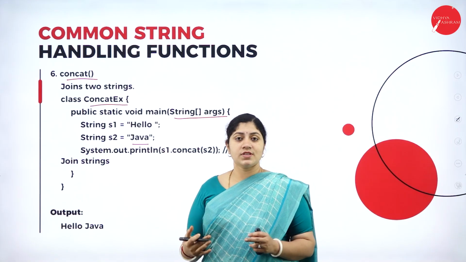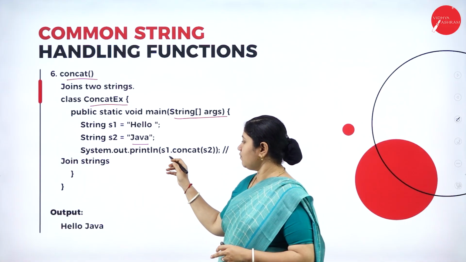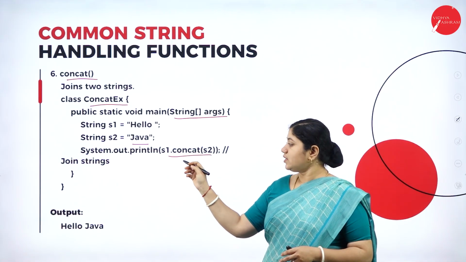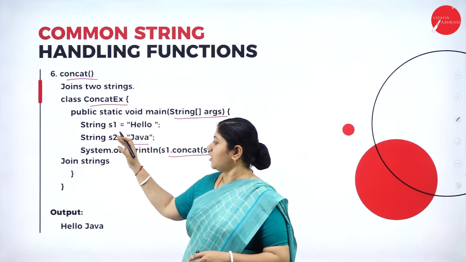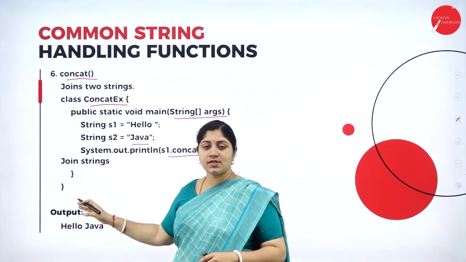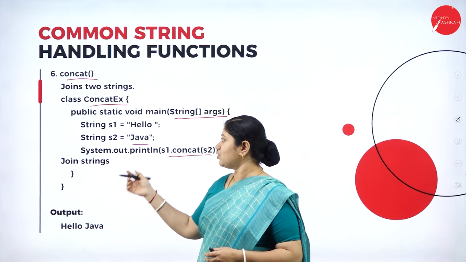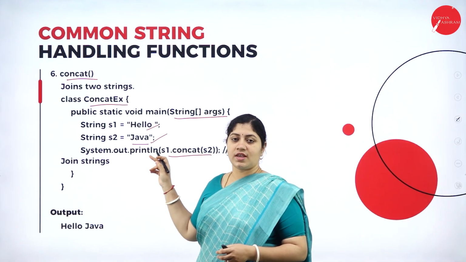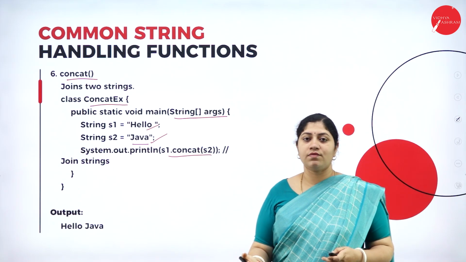Now the print statement we have to write is System.out.println followed by s1.concat(s2). So this is the concat function, which is used to combine the strings, right? Let's close the parenthesis, and after execution of this code, the output we get is a combination of these two strings, that is HelloJava. So this is with respect to the concat function.